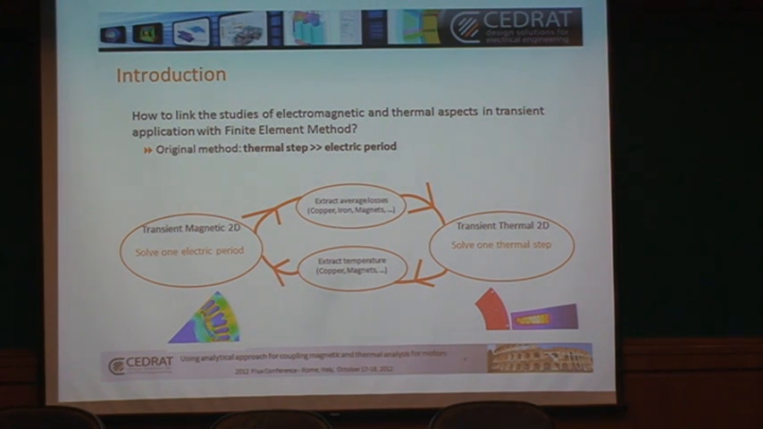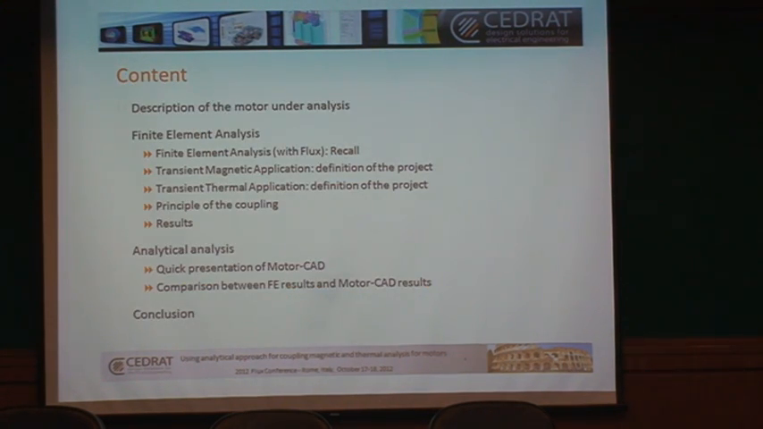So that's the information we're going to address here. We're going to talk about the motor, describe this motor, and talk about the finite element analysis. We'll do the transient magnetic application and the transient thermal application, do the coupling and look at the result. And then, I just showed you Motor-CAD, and we're going to see what Motor-CAD would have found for the same machine at the end.